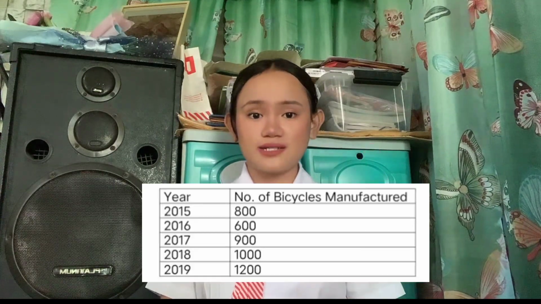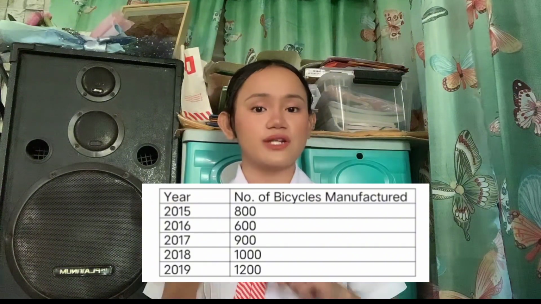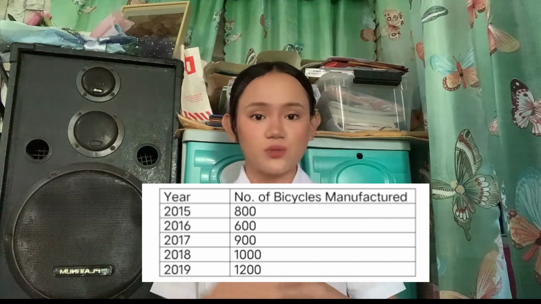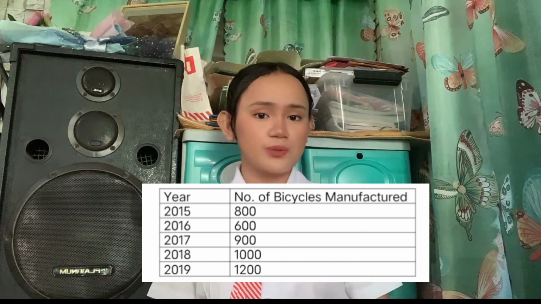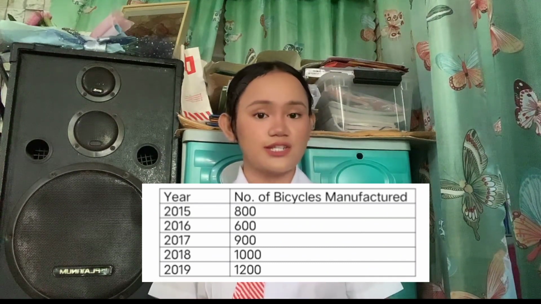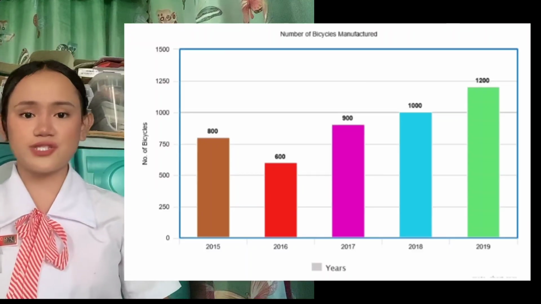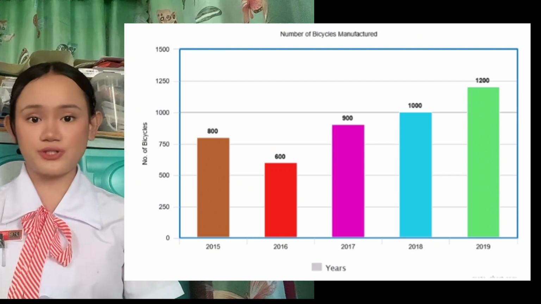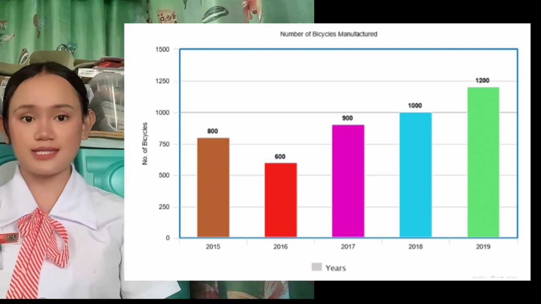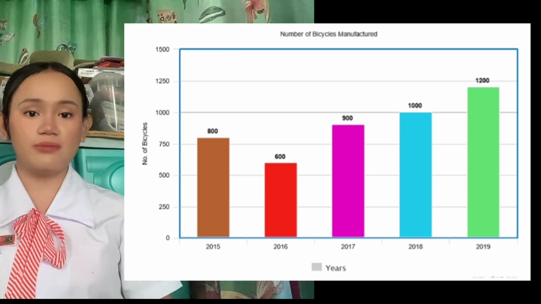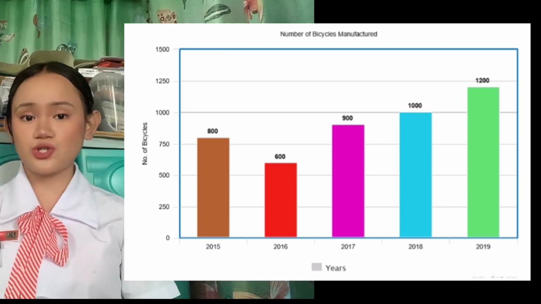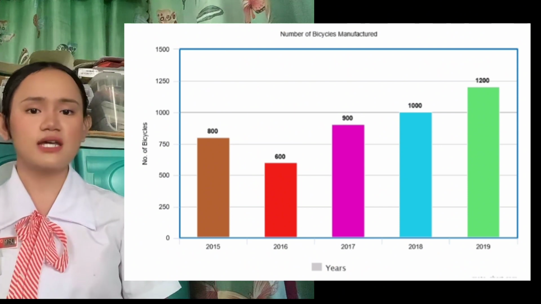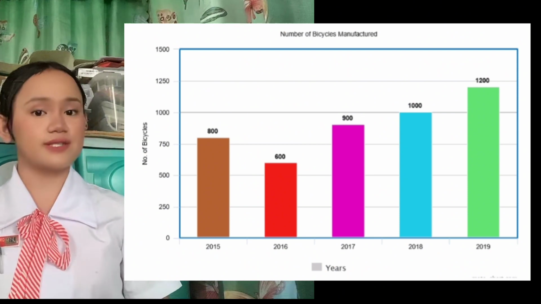The years can be viewed as categories: 2015, 2016, 2017, 2018, and 2019. The highest annual production of bicycles was reached in 2019 with 1,200 total bicycles, while the lowest annual production was in 2016 with 600 total bicycles. We can also see that production fell between 2015 and 2016, but then rose in the years that followed.